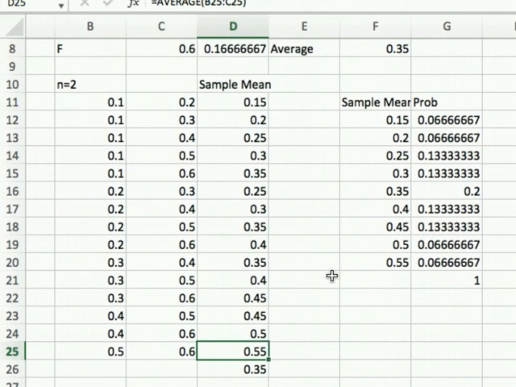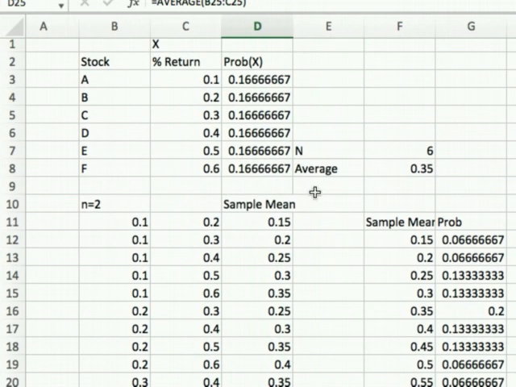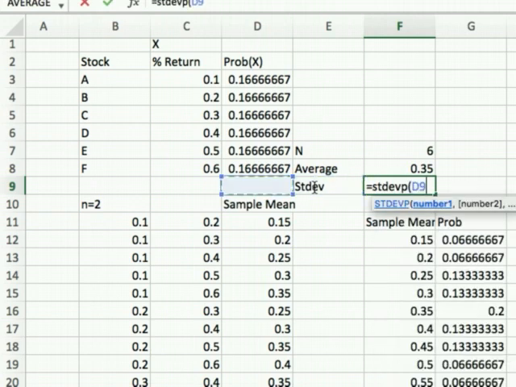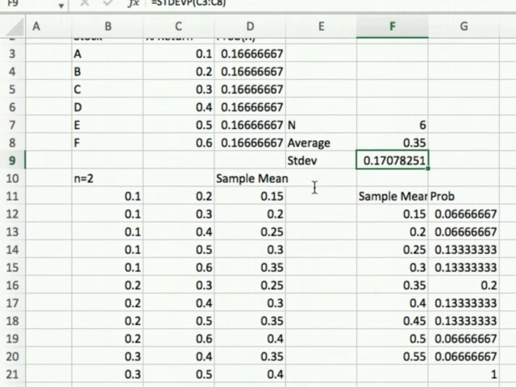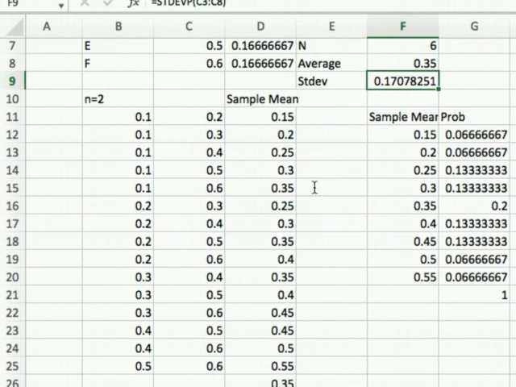Now, the second property is about the standard deviation of the population compared to the standard deviation of all sample means. So first, we need to compute for the standard dev of the population. So I'll use the function stdevp of these 6 values, and I'll get here the value for sigma. Now, we will compare that to the standard dev that we will get using the formula that was shown earlier.